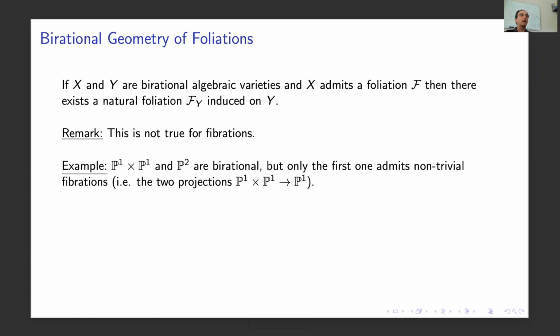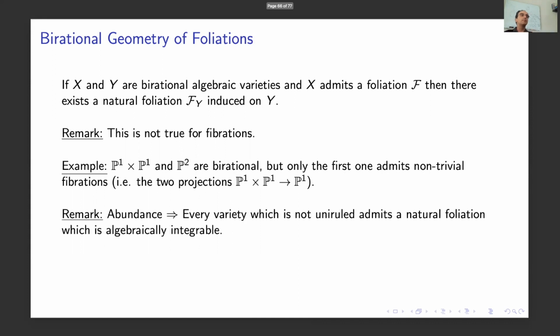If you want a very simple example, P1 times P1 and P2 are birational to each other. The reason is that they both contain a copy of C2 if you remove suitable subvarieties from both of them. But the first one admits two interesting fibrations, which are the projections. On the other hand, it's possible to show that P2 only admits trivial fibrations, namely the identity or the map to a point. So, of course, this is not a big deal, but this is somehow one advantage of working with foliations.